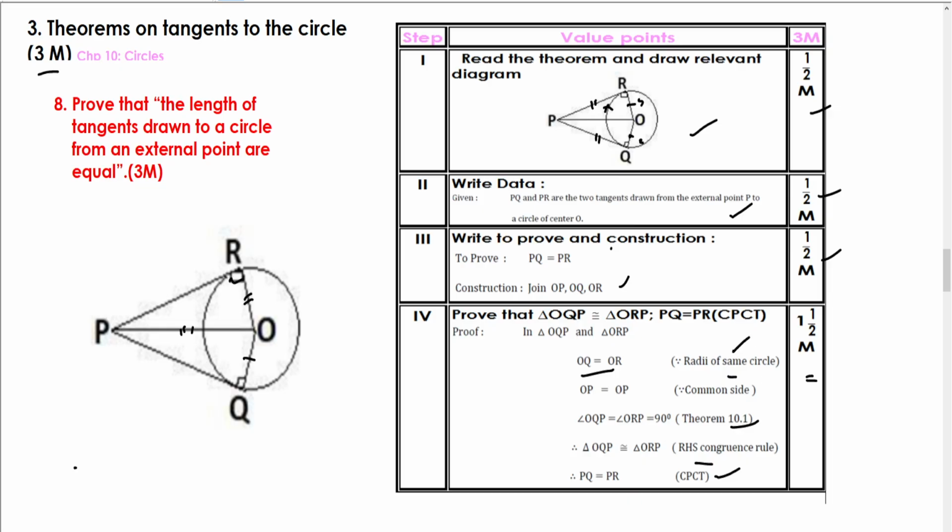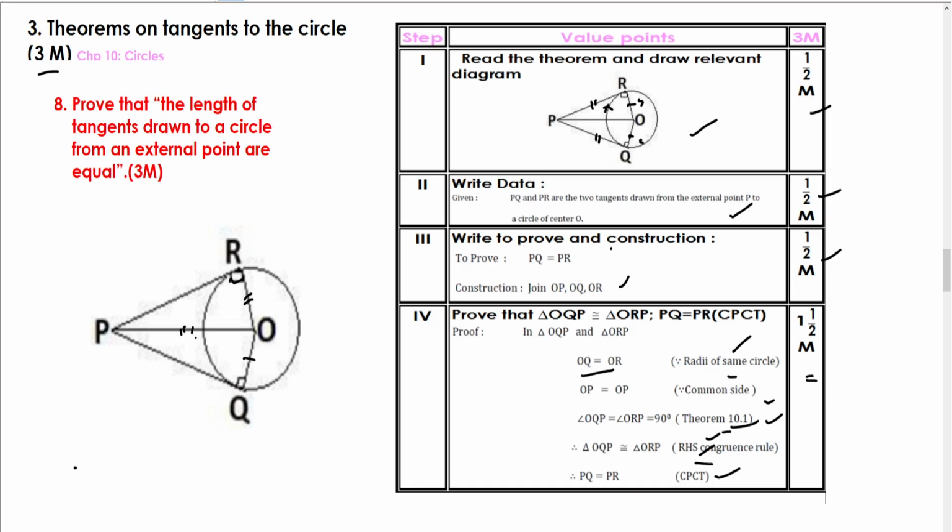Don't forget to write the reasons. And OP is equal to OP, it is common. Write the reason for every step. Angle ORP is equal to angle OQP, by theorem 10.1, you know that the radius and the tangent at the point of contact are perpendicular to each other. Therefore, triangle OQP is congruent to triangle ORP by RHS congruence. RHS congruence, it is proved.